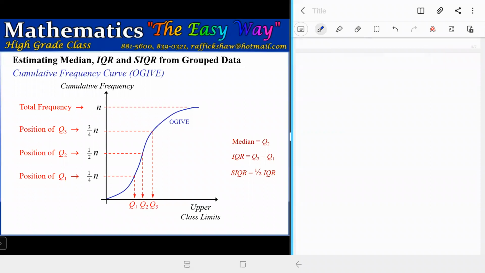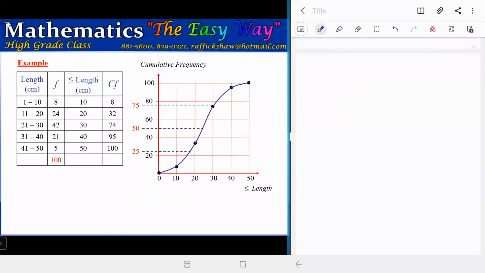So you have to use what you know. All right, so let's look at this one. Let's say this is the length of some leaves. I just drew this cumulative frequency graph as an example, right? So let's say this data shows the length of leaves.